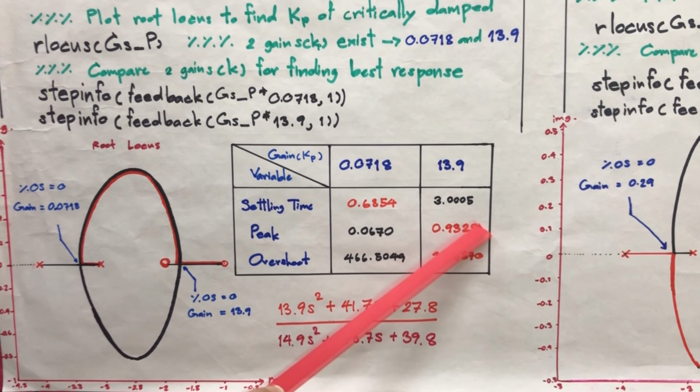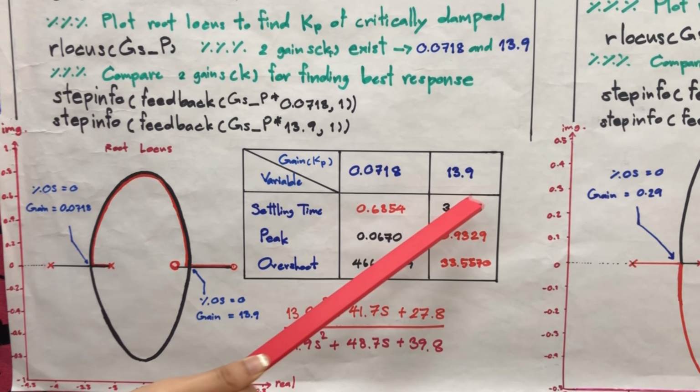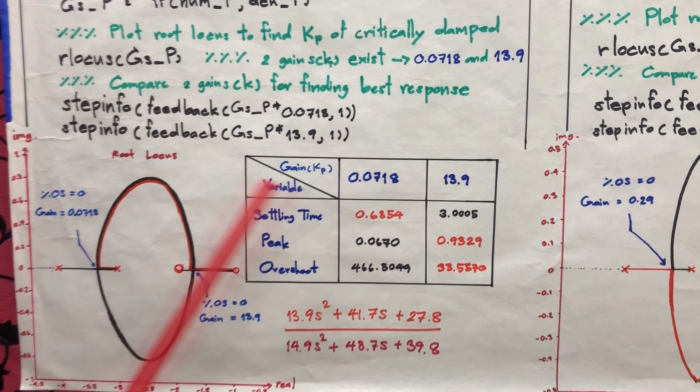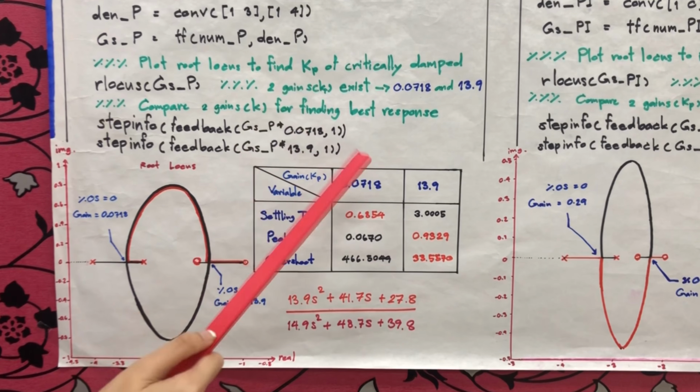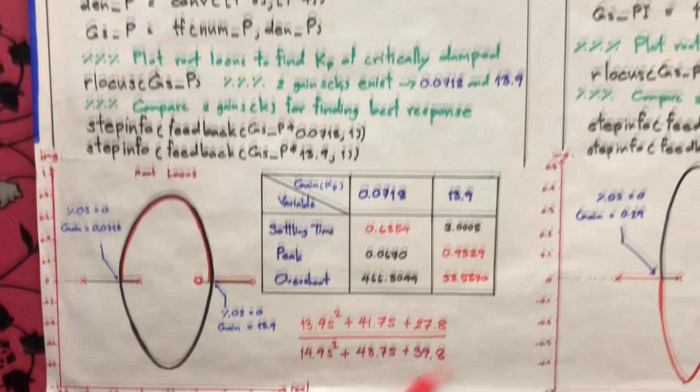We focus on the peak. 13.9 has a peak of approximately 1, although the peak time of 0.0718 is less than that of 13.9. So we choose the gain equal to 13.9. We apply it to the final transfer function, which is equal to 1. We got this final transfer function.